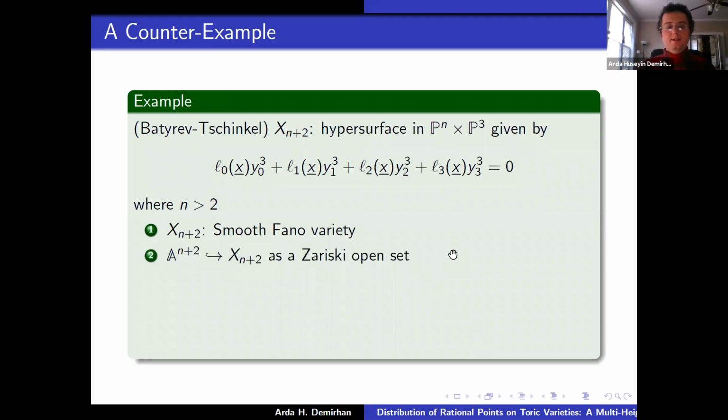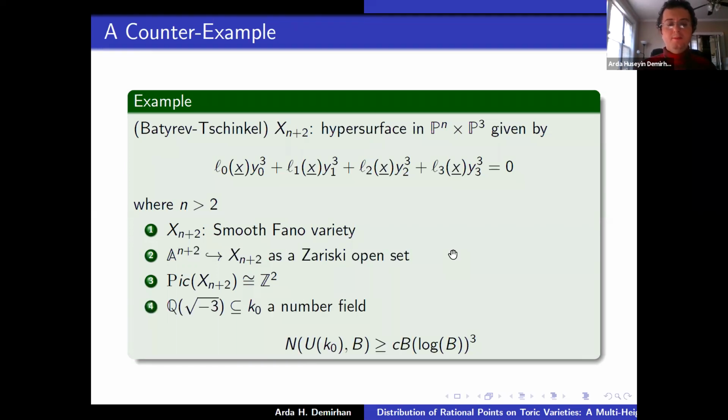And again, we see that there exists an open set, let's call it U_{n+2}, a Zariski open set in X_{n+2} isomorphic to A^{n+2}. So in a way, we embed a copy of the affine space into X_{n+2}. The Picard group of X_{n+2} is just a direct sum of two copies of Z.